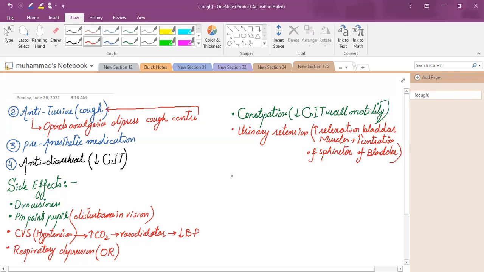The last side effect of opioid analgesic is itching. And this itching is because of histamine release from mast cells. So these are the clinical uses and side effects of the opioid analgesic.